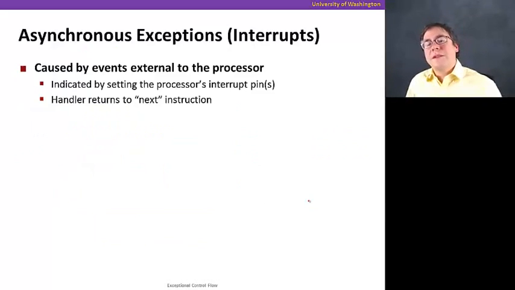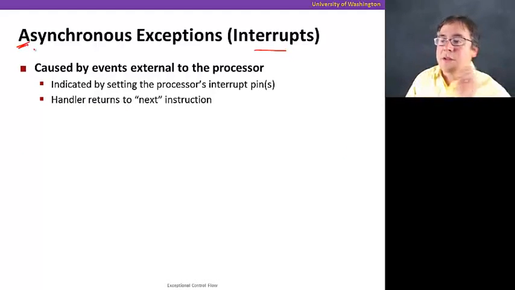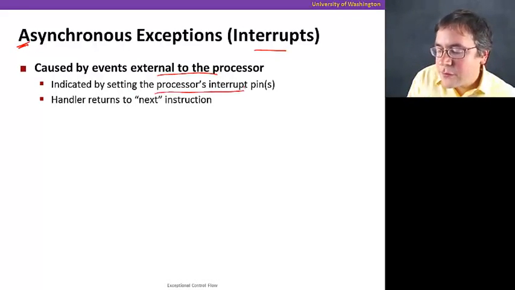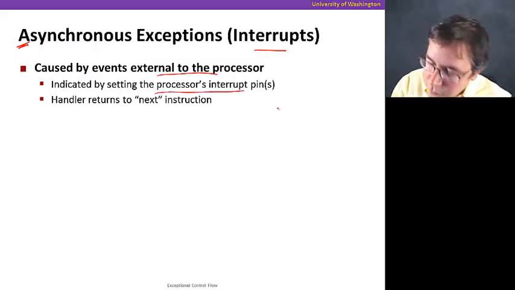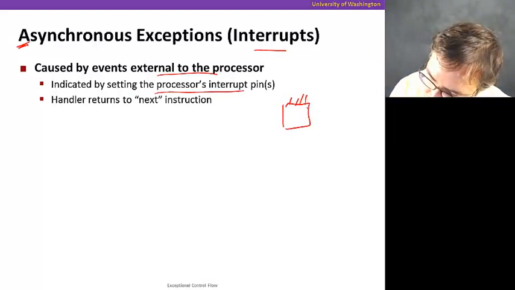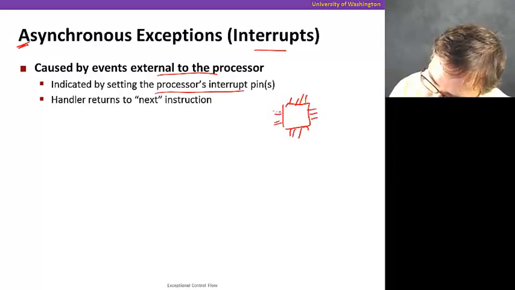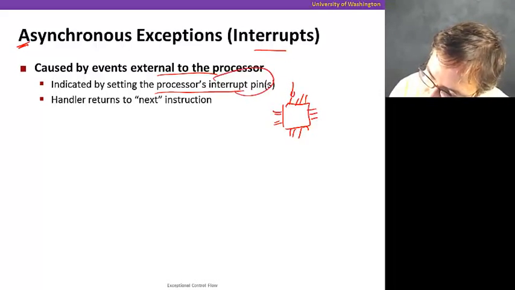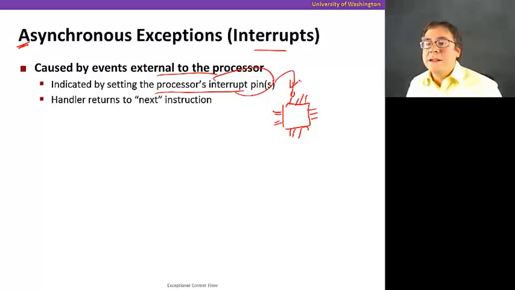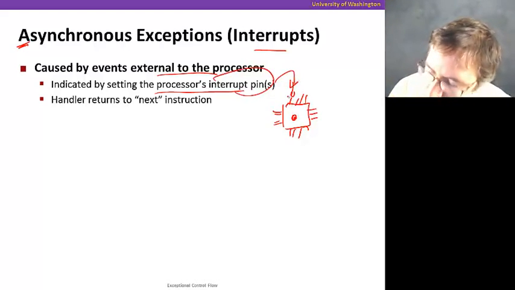There are two types of exceptions. The first type is an asynchronous exception, also known as interrupts. They're called asynchronous because they are caused by events external to the processor, and they are indicated by setting the processor's interrupt pins. As you saw, there's a bunch of pins in the processor. Some of these pins we call interrupt pins. Whenever we put a signal in an interrupt pin, something happens inside the processor.